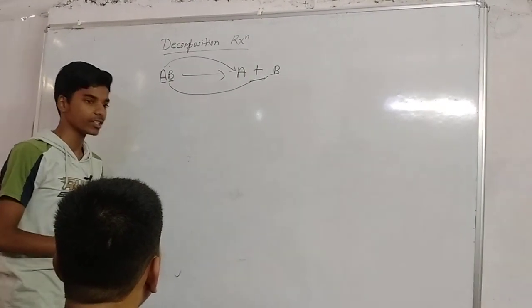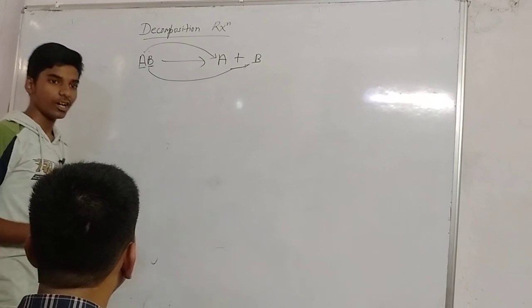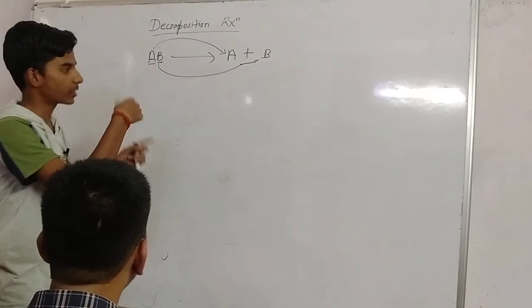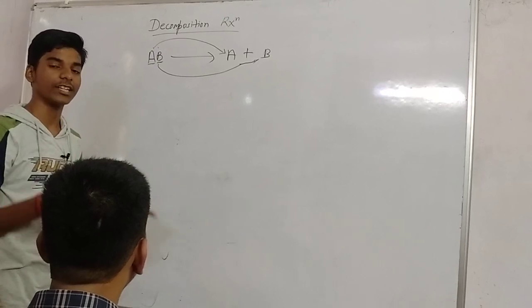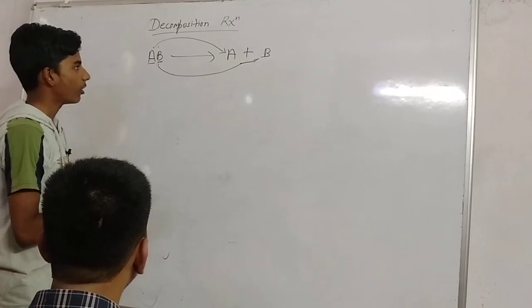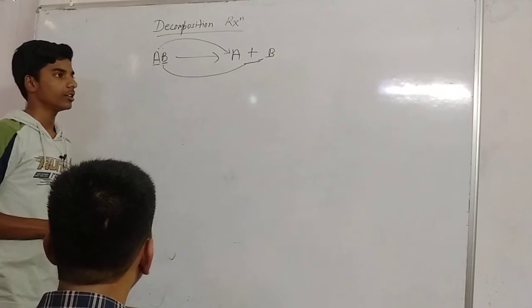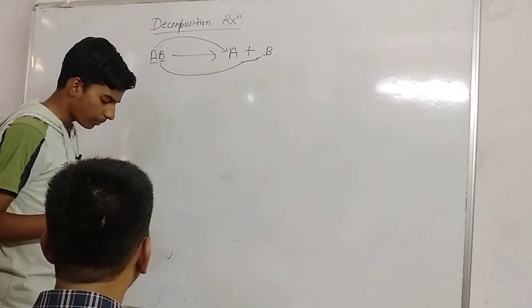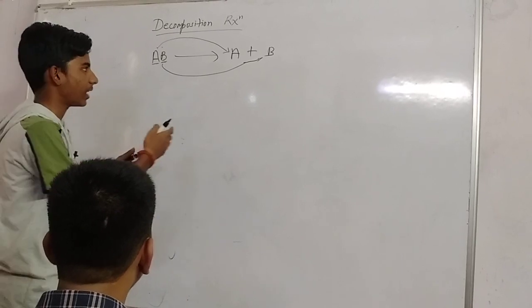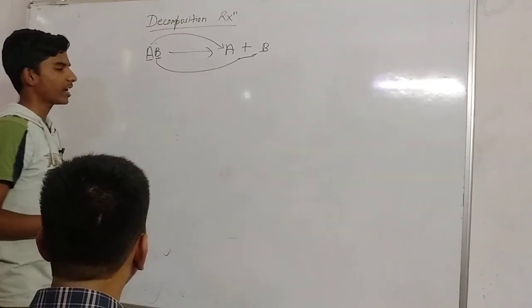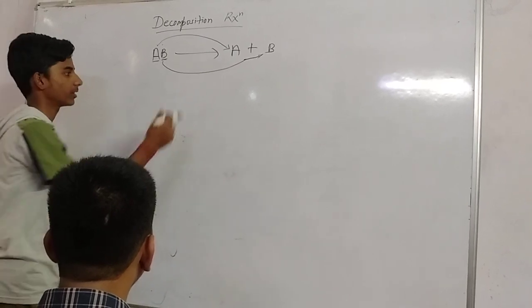So the definition is: a type of reaction in which a compound or element breaks down into its constituent elements or compounds is called a decomposition reaction. It is also called the inverse or just reverse of combination reactions. Okay. So on the basis of what form of energy we are supplying to break the compound into different elements, decomposition reaction can be broken down into three types.